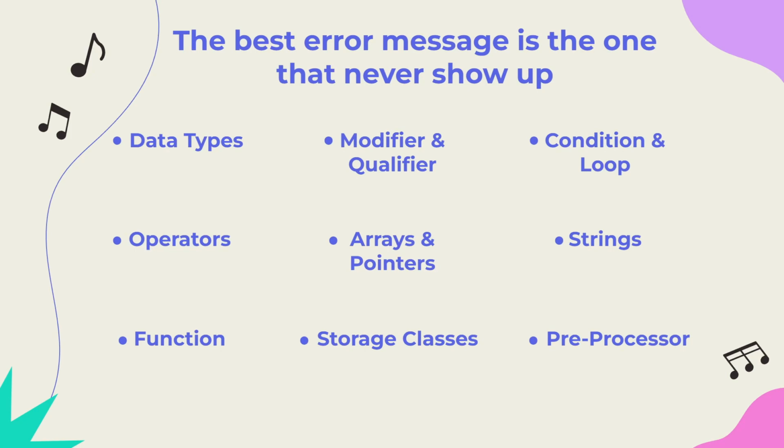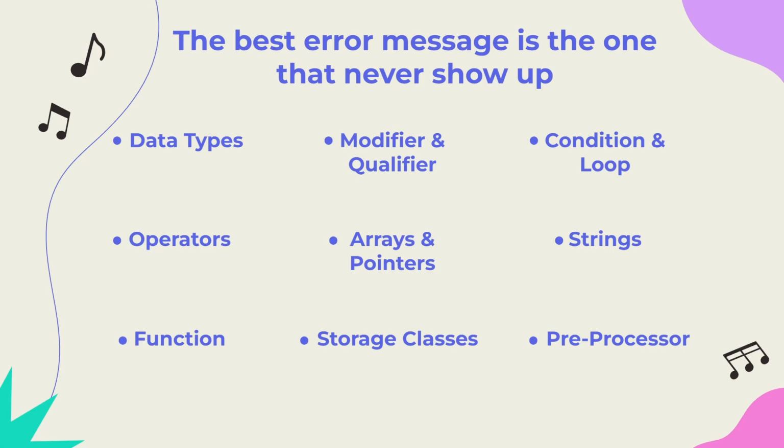Next is conditions and loops. We have if and if else if, which are the conditional constructs, and then looping statements. We have 3 loops: for loop, while loop and do while loop. Next is operators. We separate operators into 3 in the C language: unary operators, binary operators, and ternary operators.